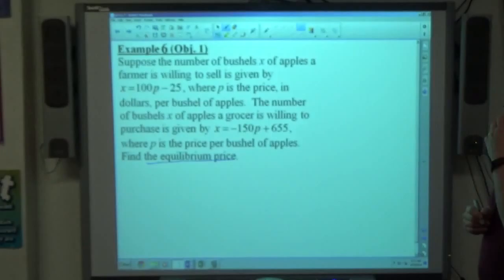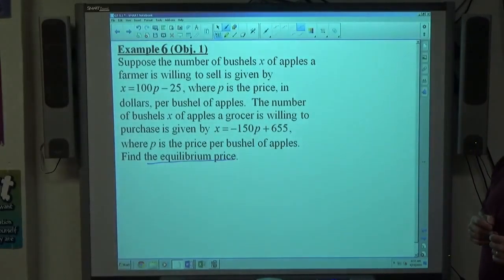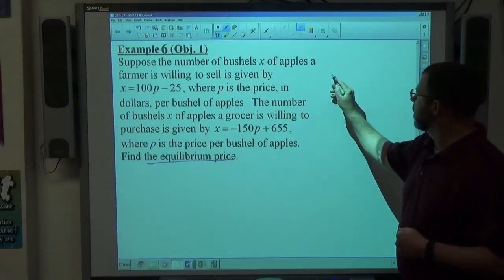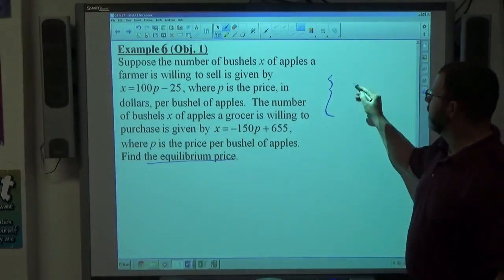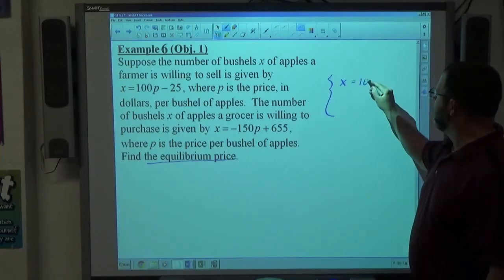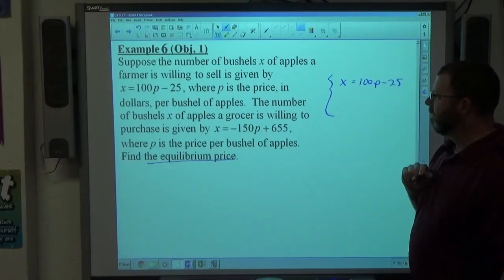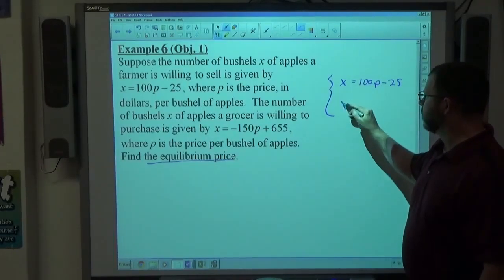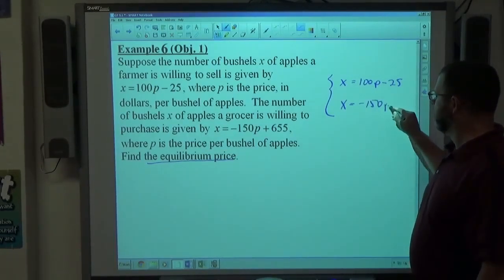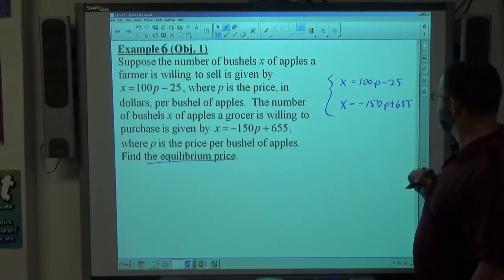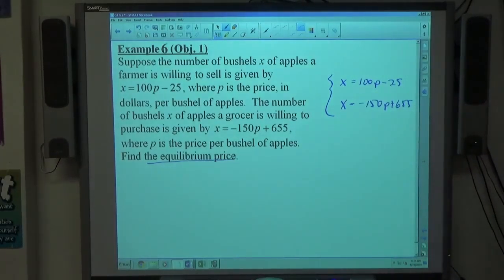And to find an equilibrium price, you simply set the supply equal to the demand and solve, or you do a system of equations. So if we take a look at the system of equations going on here, we have X equals 100p minus 25, there's our supply equation. And we have X equals negative 150p plus 655, the demand equation. There's our system of equations. Looking at the setup here, elimination or substitution are options. I would probably go with substitution.